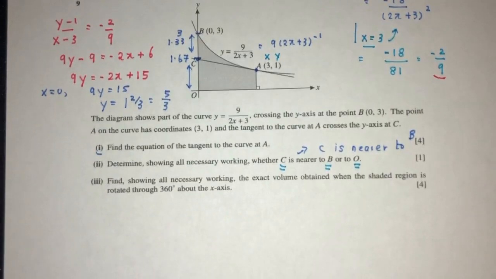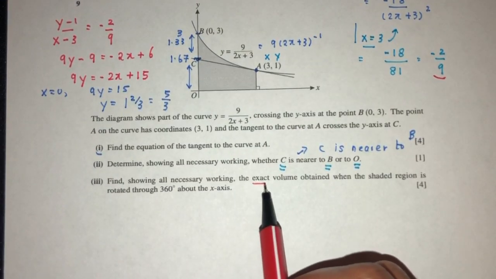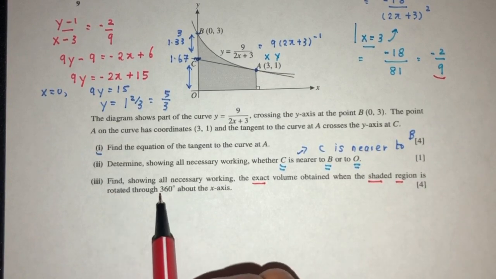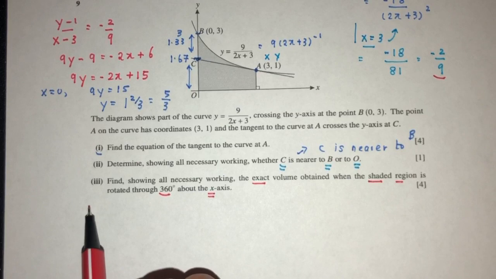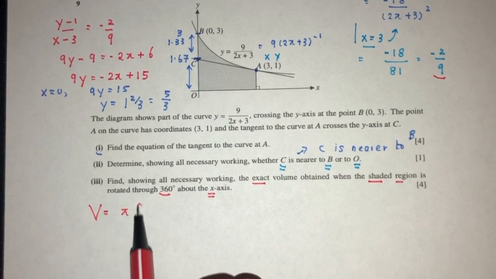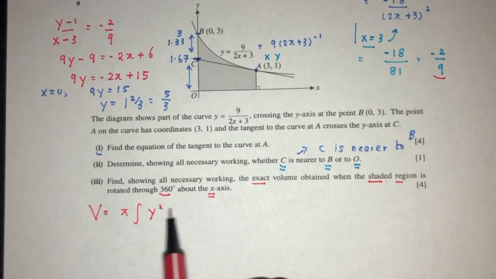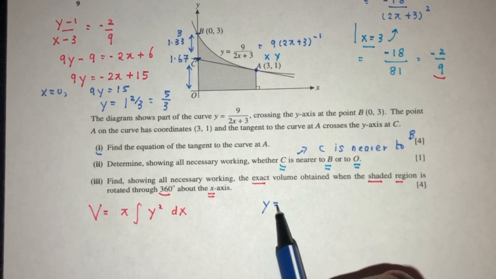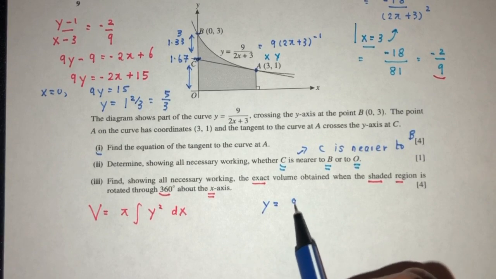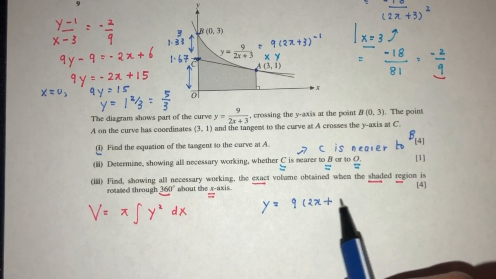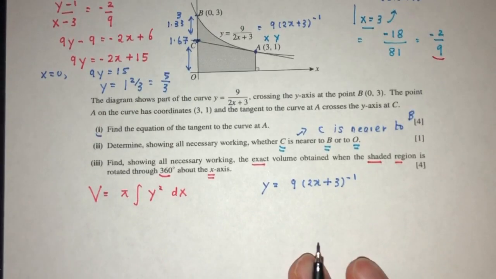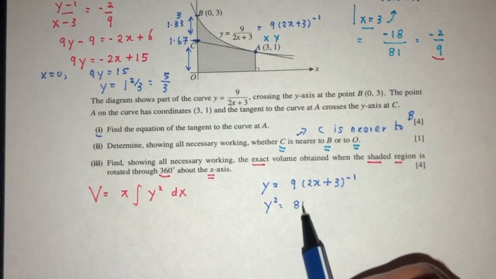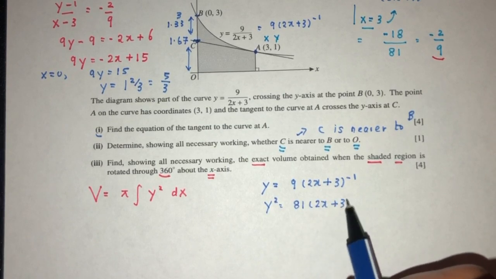Now for part 3, we have to find the exact volume obtained when the region is rotated 360 about the x-axis. So we know volume about the x-axis will be pi, then we have limits, and that will be y squared with respect to dx. So here we have y is equal to 9 times 2x plus 3 to the power minus 1. So the square of that will give you 81 times 2x plus 3 to the power minus 2.